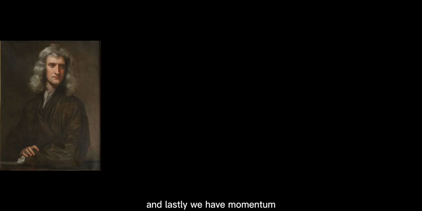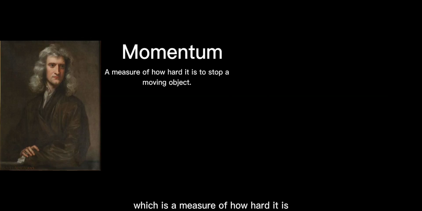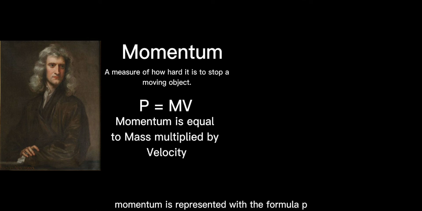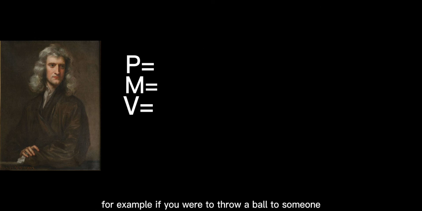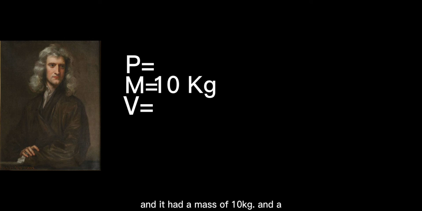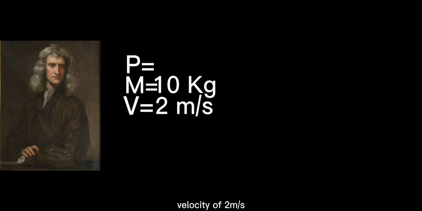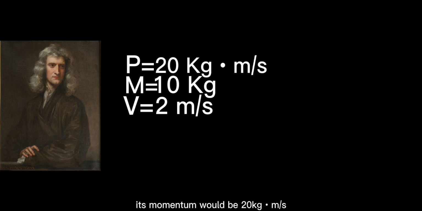And lastly, we have momentum, which is a measure of how hard it is to stop a moving object. Momentum is represented with the formula P equals m times v, which means momentum equals the mass of the object times the velocity of the object. For example, if you were to throw a ball to someone and it had a mass of 10 kilograms and a velocity of 2 meters per second, its momentum would be 20 kilograms times meters per second.